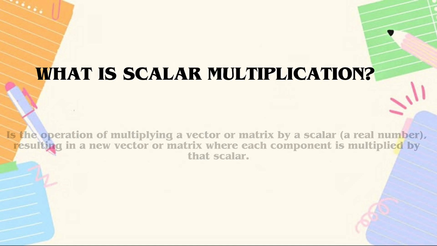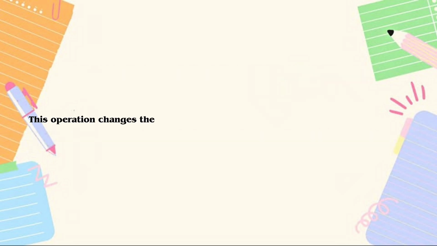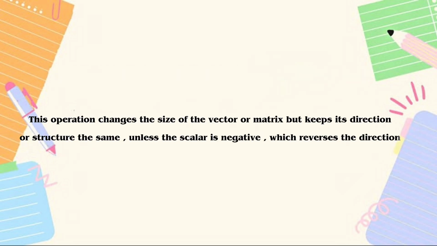Scalar multiplication is a basic operation in mathematics where a single number called a scalar is used to multiply each element of a vector or a matrix. In the case of a matrix, every entry in the matrix is multiplied by the scalar, so multiplying a 2 by 2 matrix by 2 will double its values. This operation changes the size of the vector or matrix but keeps its direction or structure the same, unless the scalar is negative, which reverses the direction.